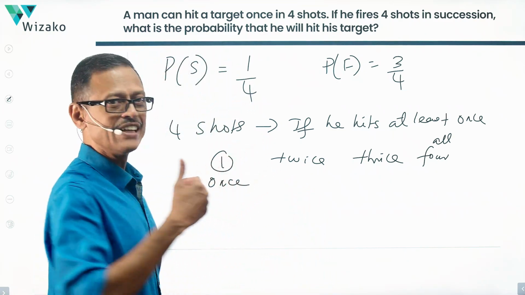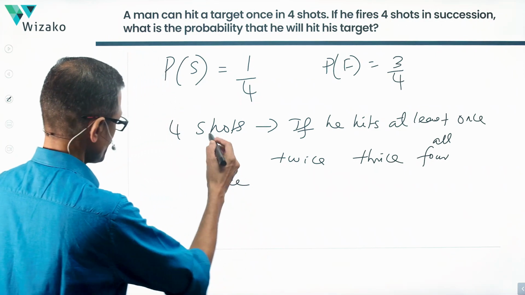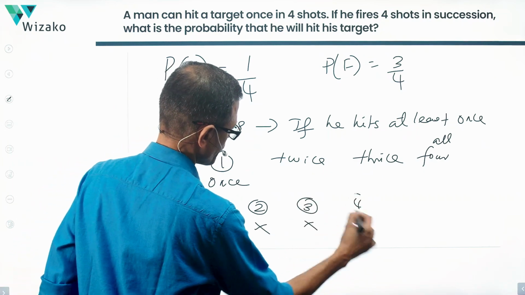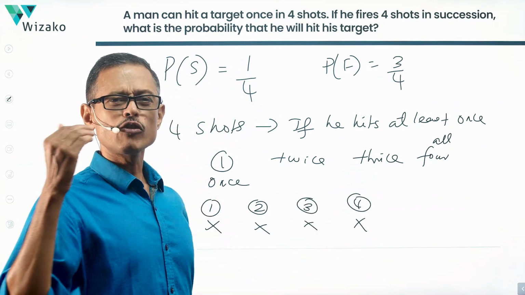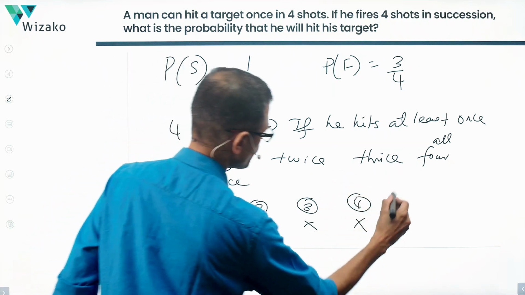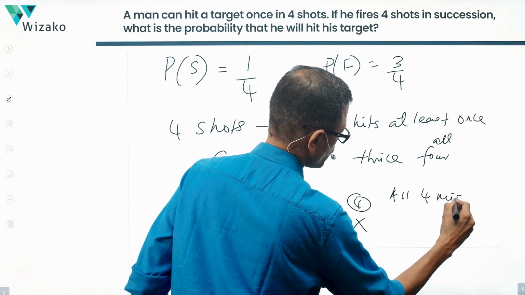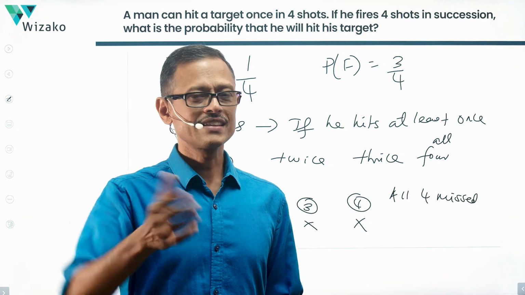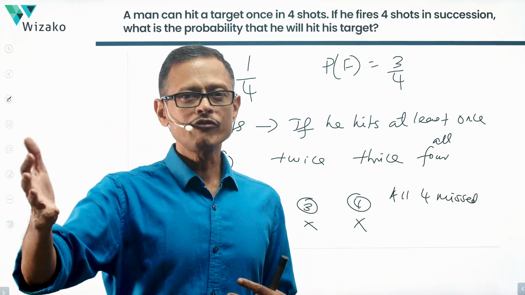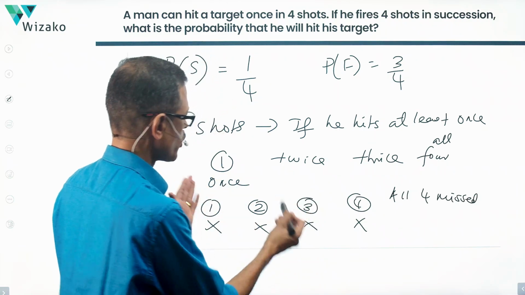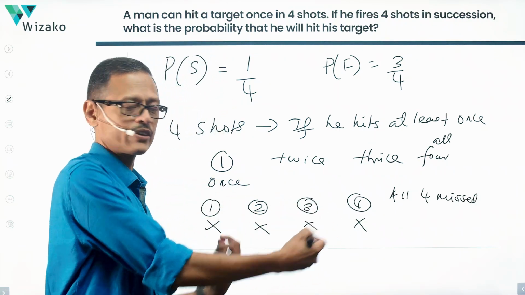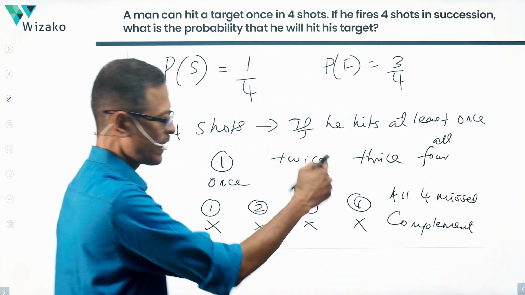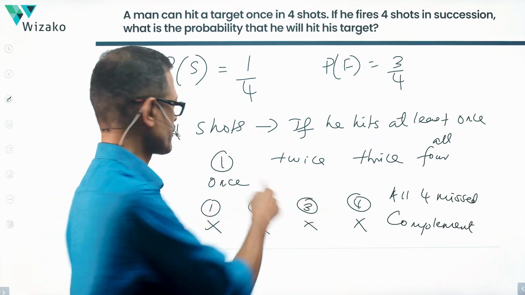When will he not hit the target at all? The first one is a failure. Second one is a failure. Third one is a failure. Fourth one is a failure. All 4 shots he missed it. Then all 4 missed is what is not going to lead him to hit the target. So if he hit the target at least once, he's hit the target. If he fails in all 4 attempts is when he has missed it. This is the opposite of what we want. This is not the outcome that we are looking for. This is the complement of the event that we are interested in. So let's find out the probability of the complement of the event, which is much easier than finding this out.